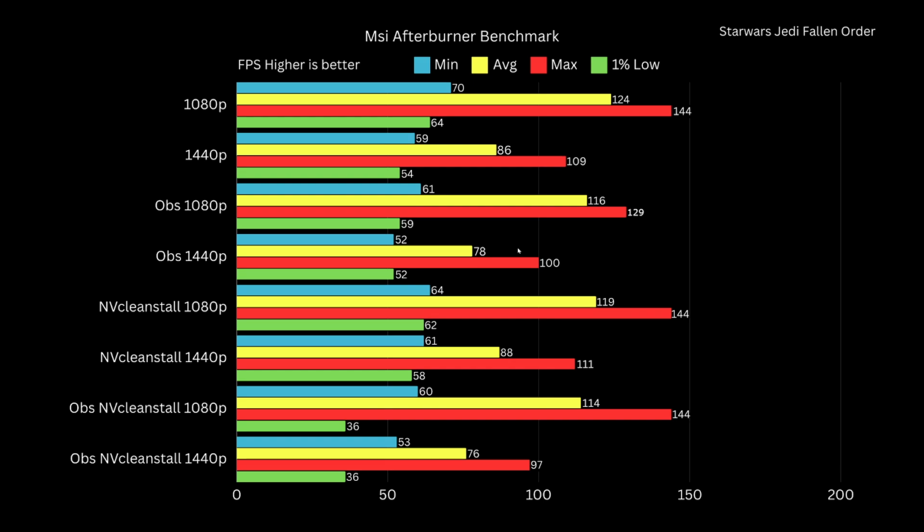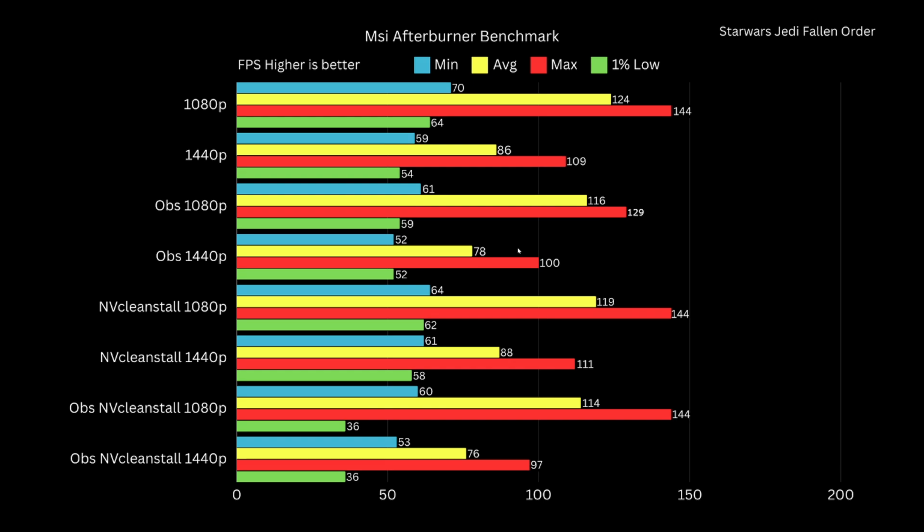As you can see here, the first game that I benchmarked was Star Wars Jedi Fallen Order. Now I did this at 1080p and 1440p with OBS running and without OBS running, and after I used the app, the same again with OBS and without. So you can actually see the comparison of the frames per second. Now, don't forget, the higher the frames, the better.